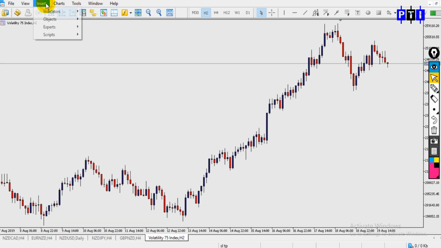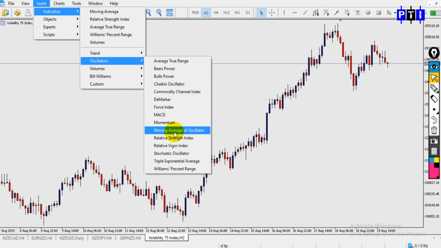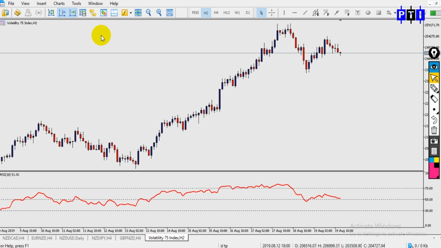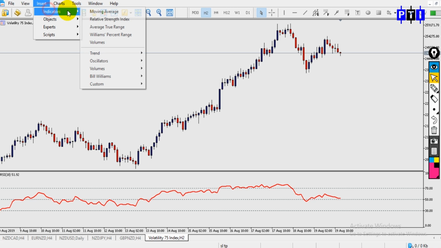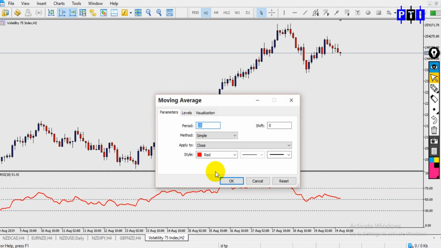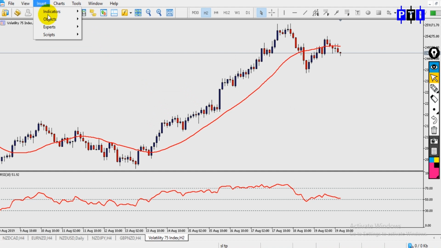So here we are going to insert two moving averages and an oscillator. Let's insert the relative strength index. I'm going to use the 18 period, and then we are going to insert two moving averages, which are 25 period and 10.